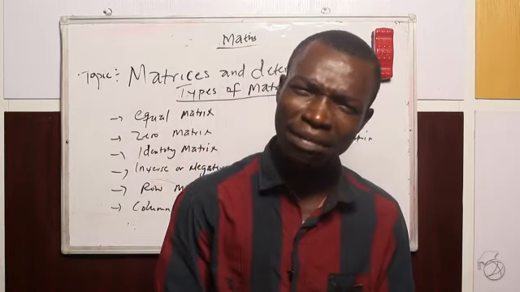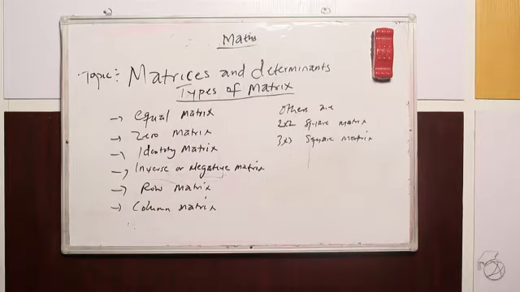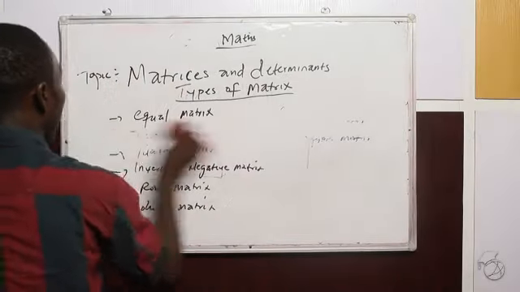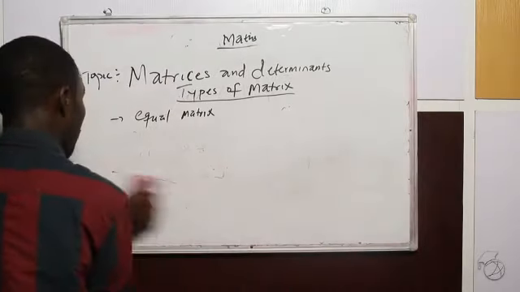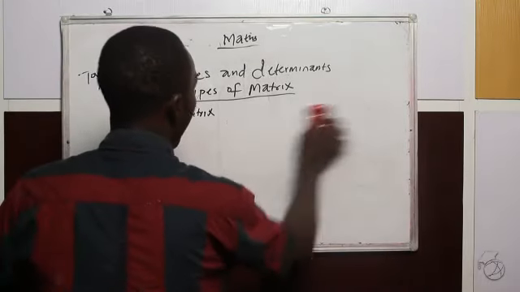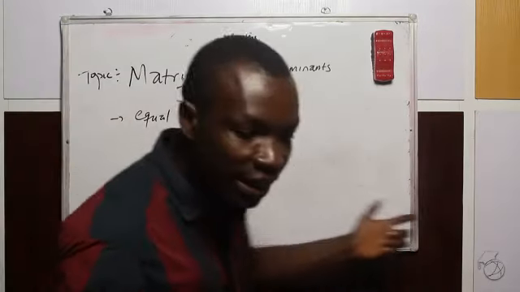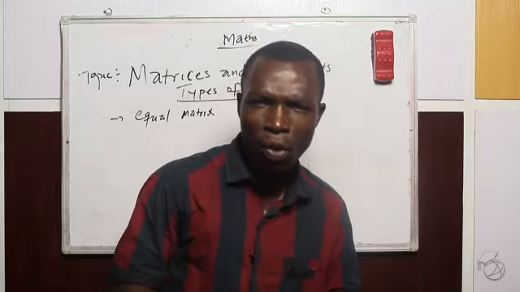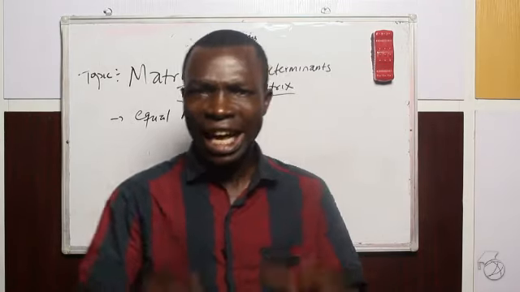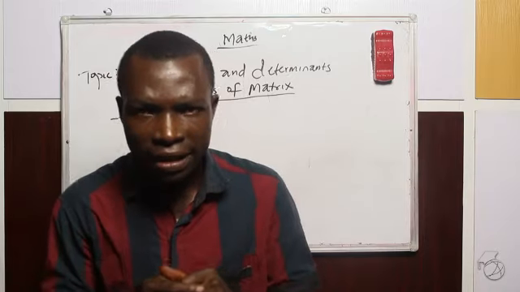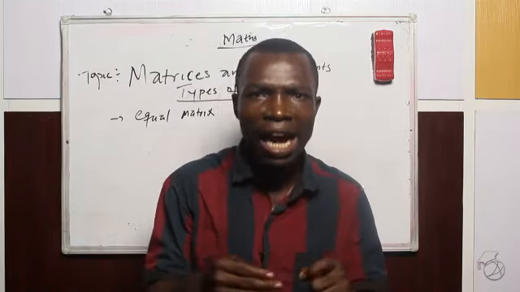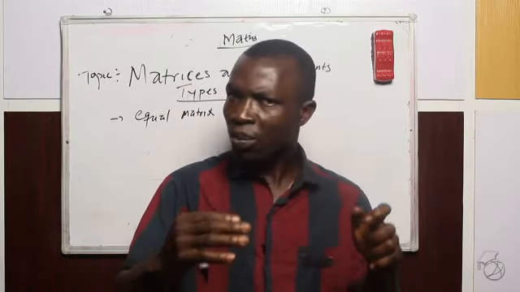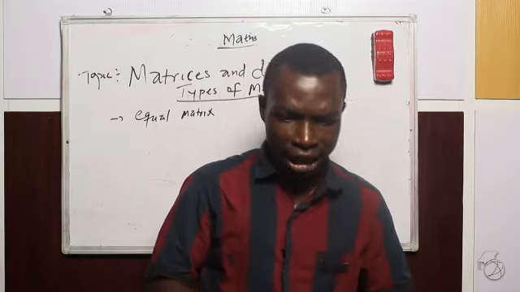I want to explain equal matrix. What is an equal matrix? Equal matrices are a type of matrix in which the corresponding elements are equal. That is, the corresponding elements of the two matrices being considered are equal.